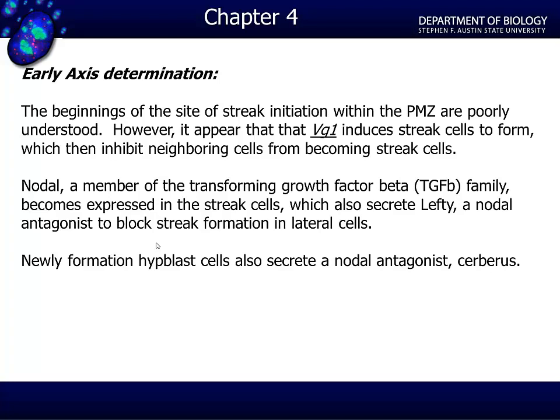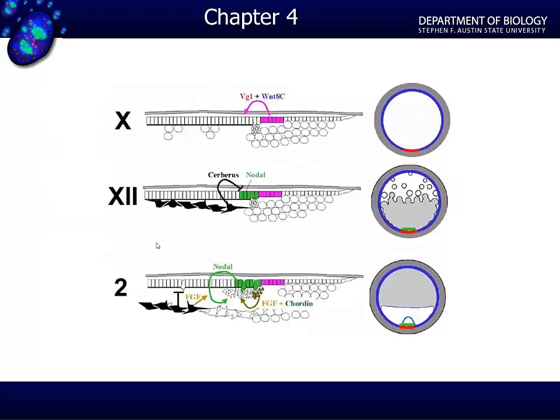Now, we're also going to see that hypoblast cells are also going to secrete a nodal antagonist. It's called Cerberus, because they're adjacent to the primitive streak cells, so we don't need to induce them either. So when we look at a cross-section, we've got the epiblast on the surface, we've got the hypoblast underneath. At the surface, we can see VEG1 being expressed. We can see Cerberus being expressed by our hypoblastic cells that are not going to become primitive streak.